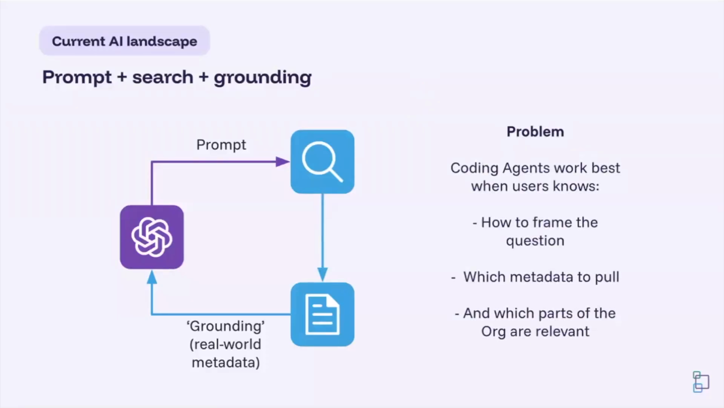The coding agents, and in general other tools that try to bring that level of capability to non-developer users, assume that the user knows how to frame the question, which metadata to pull, and which parts of the org are relevant, right? Which means that if you're an architect or a very senior developer and you really know your org end to end, you know what questions to ask, you know which metadata are relevant, you can guide the coding agents to look at the exact files and the exact context that's required, and you are able to judge whether the answer it gives you is actually correct or not.